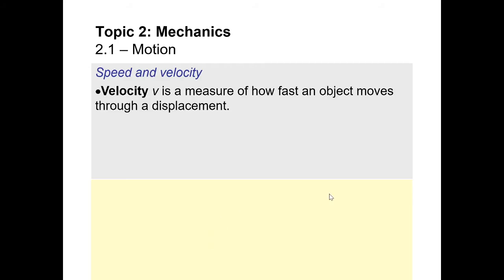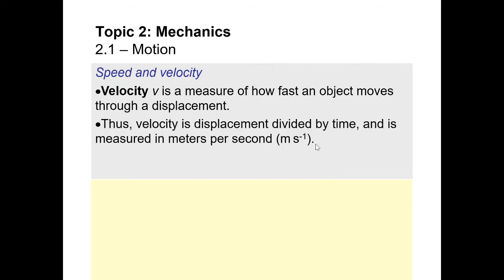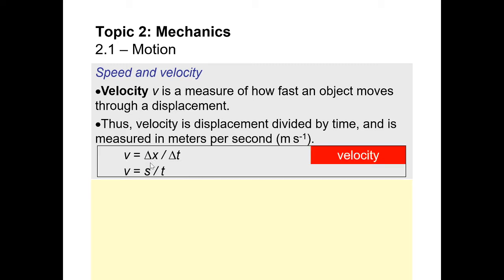Now let's talk about speed and velocity. We talked about distance and displacement. Velocity is represented by the letter v, and it tells us how fast something moves through a displacement. Velocity is displacement over time. This is how you calculate it: v is equal to s over t. Since s is displacement, the change in position, you can also represent that with delta x. Usually I prefer to use s, although sometimes x is used if it's linear motion. That's, again, up to you.